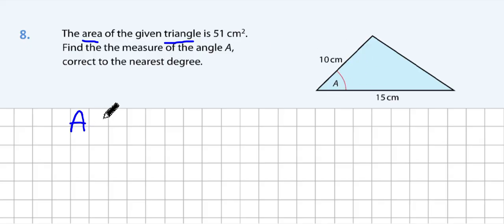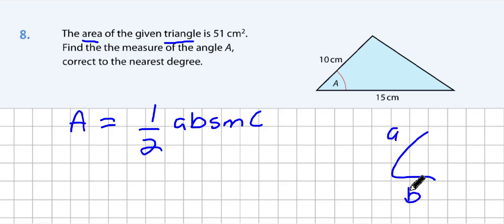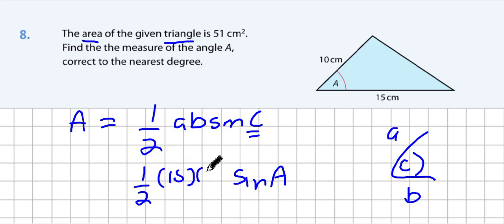So I go to my notes and I go, okay, no hassle. A half AB sine C. Is that okay? Now remember I told you how this works yesterday. It's the two sides and the angle that's in between. So what angle are we going to use, guys? According to our triangle, we're using sine A. What are going to be A and B? 15 and 10, yeah? And the answer is 51, isn't it?